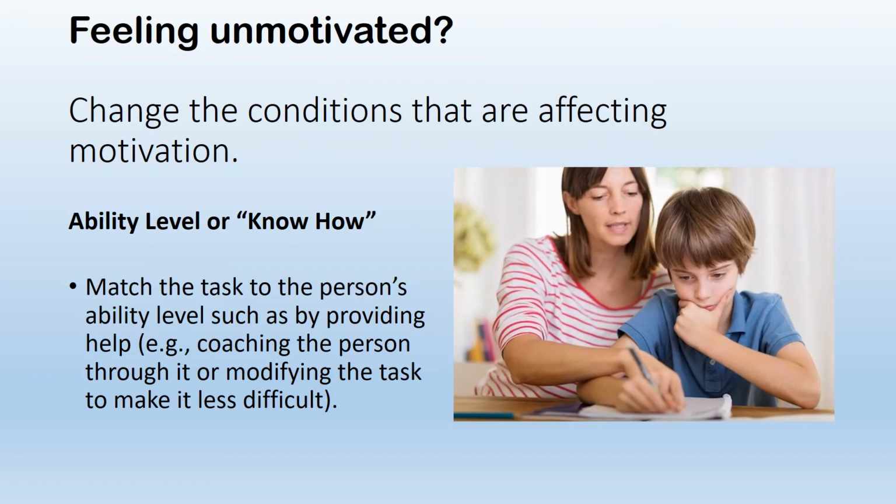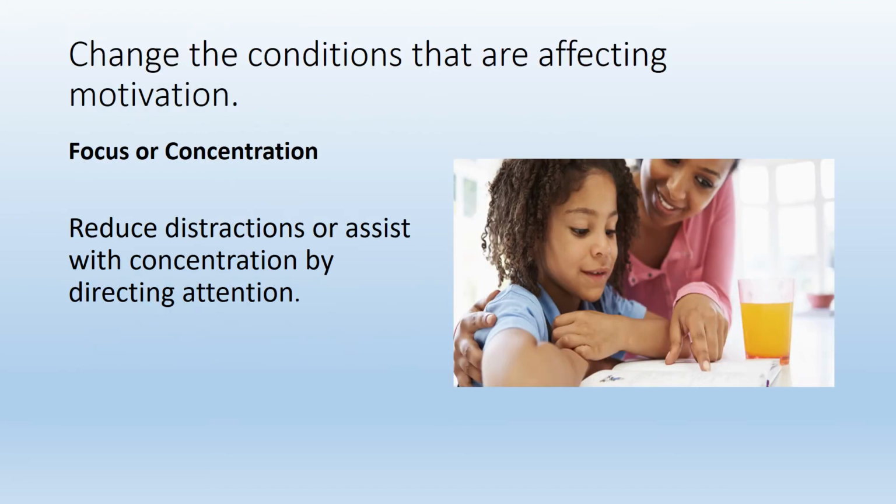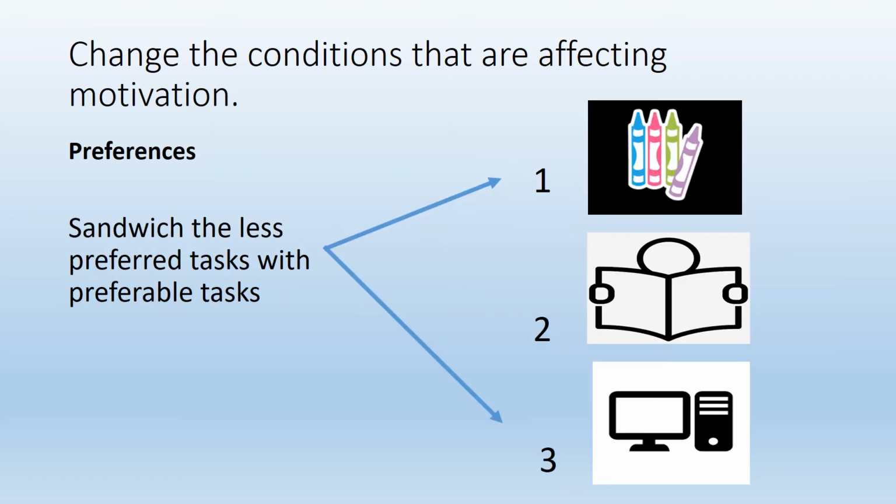We can match the task to the person's ability level if we provide some help or coaching, or even modify the task to make it less difficult. We can try to reduce distractions by removing them from the environment, or maybe we're sitting beside the person helping them with concentration by directing their attention to what they should be looking at. That can improve motivation.